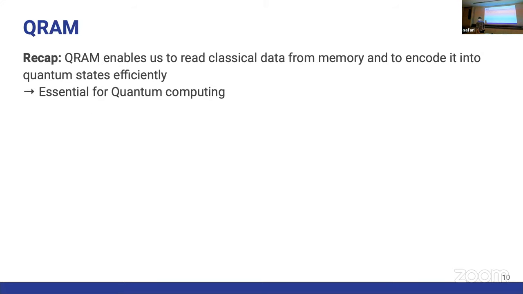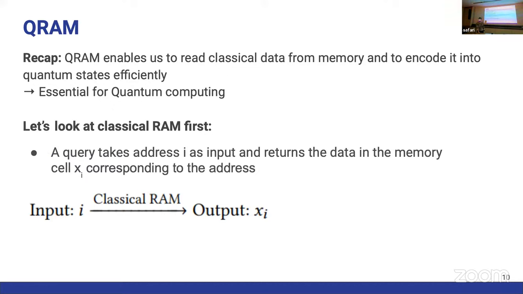Let's recap on QRAM. QRAM enables us to read classical data into quantum states, which is essential for quantum computation, especially if we want to compute on some classical data. But let's look at RAM first. RAM takes an address i as input and returns the data in the memory cell x_i, which corresponds to the address that was taken as the input.